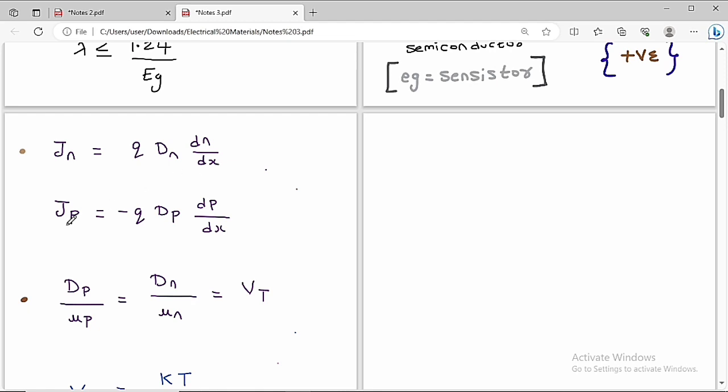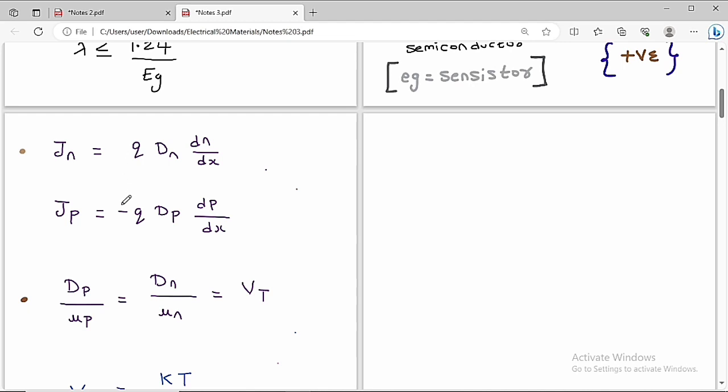Okay. What is Jp? Jp is equal to minus q into Dp into dp by dx, where Jp is the current density of the holes, and q is the charge of the holes. Dp is the diffusion constant of the holes, and dp by dx is the concentration gradient of the holes with respect to distance.